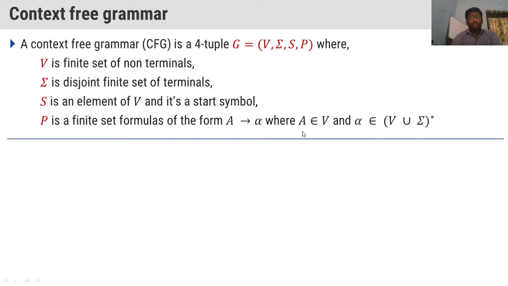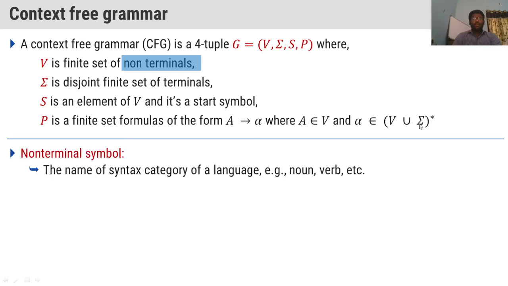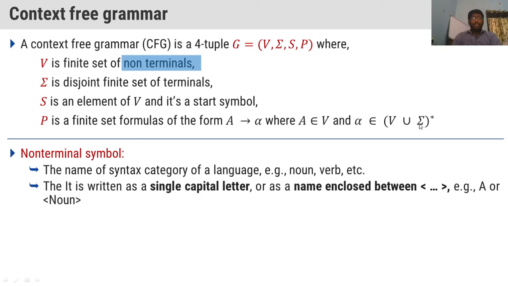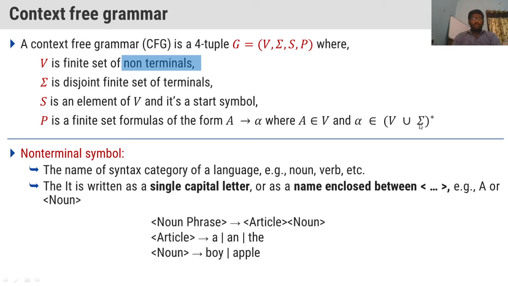That's why you see here A belongs to single V only, where alpha belongs to V union sigma whole star. What is this V here? V is non-terminal and here sigma is terminal. Right hand side you can have any number of non-terminals and terminals. Let us understand what is this non-terminal. So non-terminal is usually denoted with a capital letter, a single capital letter, right? And I will tell you an example for non-terminal.